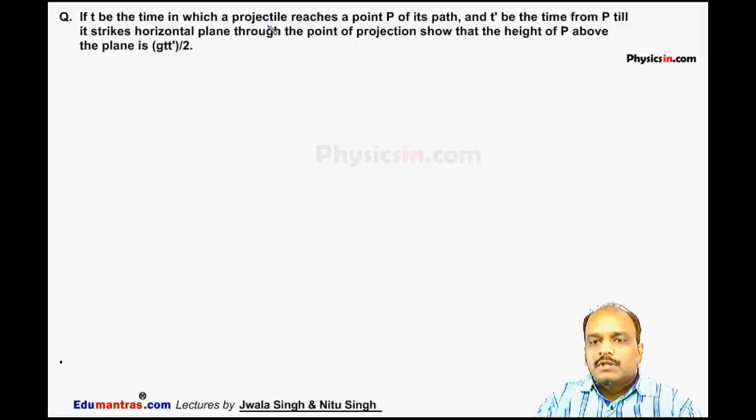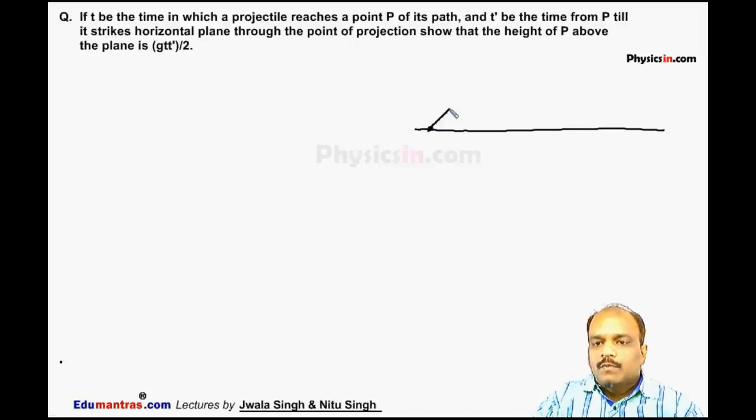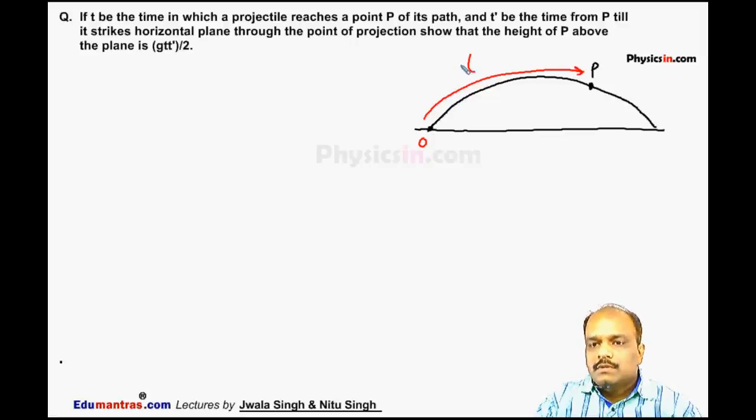If t be the time in which the projectile reaches the point P on its path and t dash be the time from P till it strikes the horizontal ground, then we have to calculate the height of this P above the point of projection. Let the projectile be projected from here. It moves like this. This is point P. From the point of projection to here the time is t, and this time is t dash. Let this height be h.